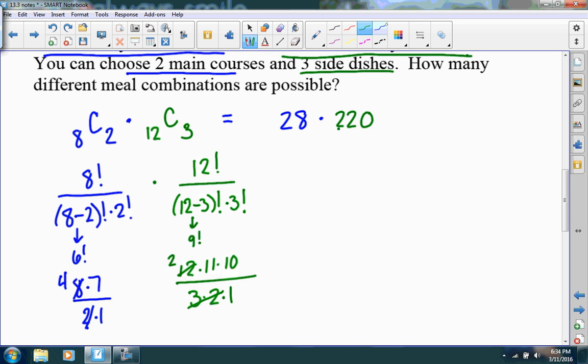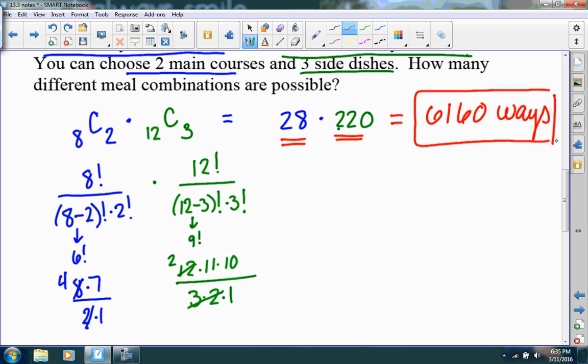So then if I multiply those two together, I'll get my final answer here. I'm really taking the 8 combination 2 and then the 12 combination 3, getting each answer and then multiplying them together to get me the 6,160 ways that I could choose my dinner option. Wow, that's a lot of different meals. But again, not as much as the permutations, because we're cutting out all the overlap.